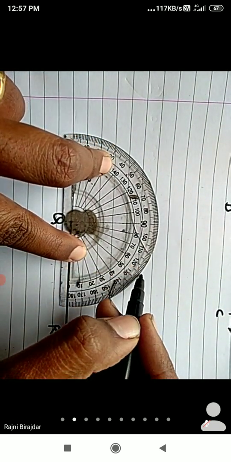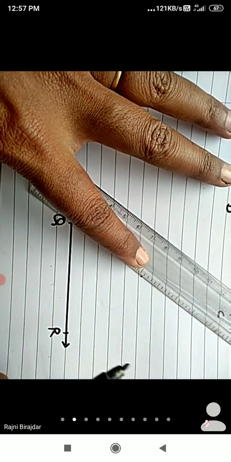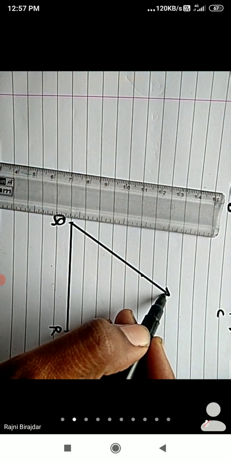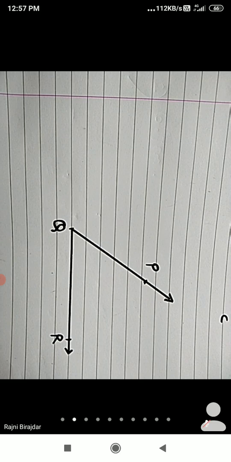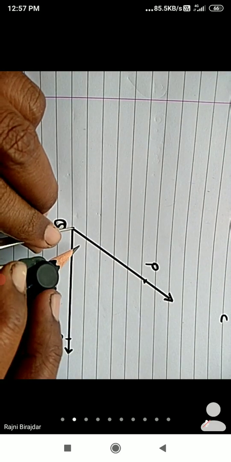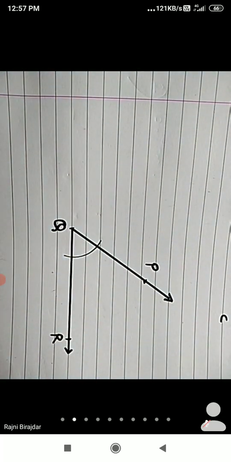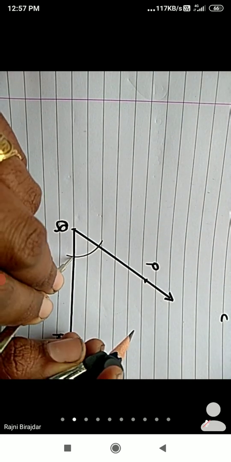Here after 50, 5 lines. So it is of 55 degrees. So take that and join this, and extend the ray. So this is about the 55 degree angle. Now here I will give the name P. Now with the help of the compass you have to make arcs for drawing the angle bisector. I'll keep that here and make the arc here. Then in the compass extend that distance and make an arc keeping here and here.